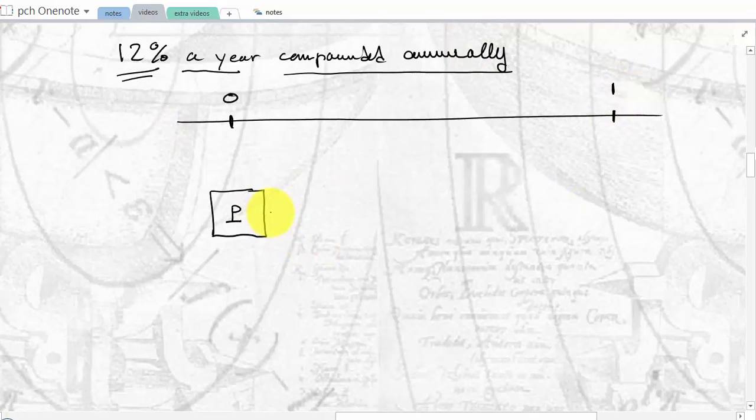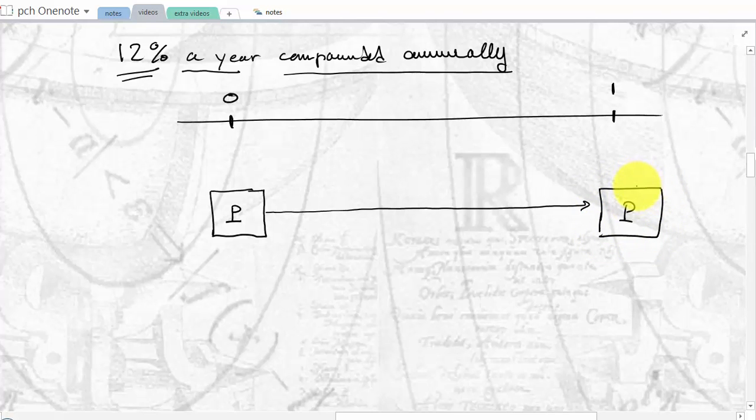So your investment during 1 year stays in the account. And then at the end of the year, what do you have? You have your investment plus 12% of it. So here we go. Suppose this right here represents the 12%, okay? So you're adding 12% on P right here, right? So it's P plus 12% of P.